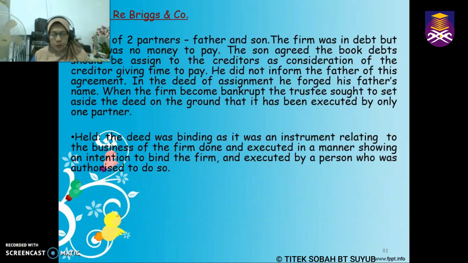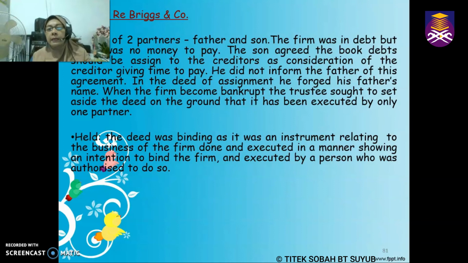Okay, to look at Section 8 more clearly, let us have a look at the case of Rebrings and Company, whereby this case involves two partners, and these two partners are father and son. The firm was in debt, but the firm did not have money to pay the said debts. So what the son did, the son agreed to assign the book debts to the creditors. So it is like pledging the book debts, ya. The book debts are the list of customers of the firm who owe the said firm. Ini senarai buku di mana customer yang berhutang dengan firm dia.